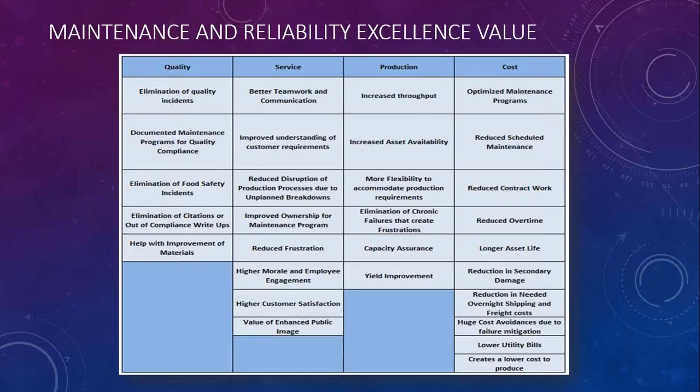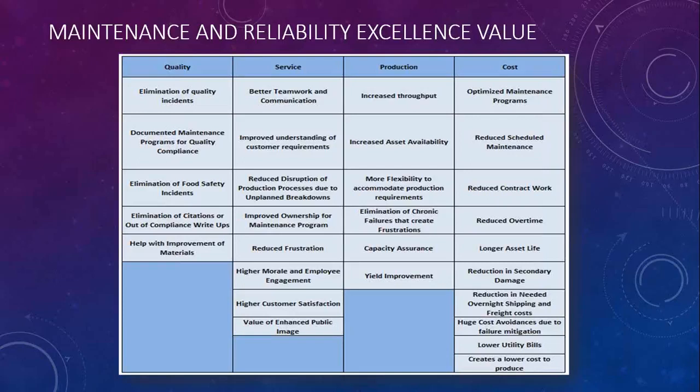All right. Elimination of food safety incidents are great. And then ways to help improve the material. For example, you have a case packer, helping them with quality specs on the case packer so that you're not introducing defects into the system due to bad cardboard. From a service perspective, you're getting better teamwork and communication if you're working with the service department. Improve understanding of customer requirements. If you understand what the end state is as a big picture, you understand what it is you need to do to take care of your assets to meet those customer requirements.